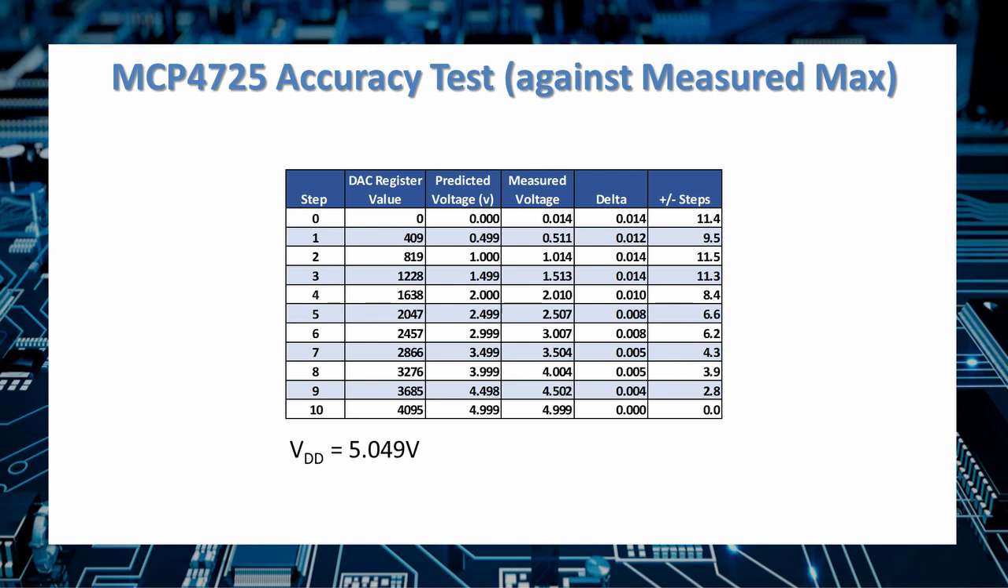I ran the test a second time, but this time I actually output 4095 and measured the maximum output value of the DAC. The measured voltage on pin 1 was 4.999 volts. I redid the predicted values using that maximum output voltage and then compared the measured values against the delta. In this case, the DAC was much closer. So if you want a more precise value, make sure to measure the maximum output voltage of the DAC using your exact power supply, and then do all of your math based on that maximum number. And now you have all the information you need to start incorporating DACs in your own designs.